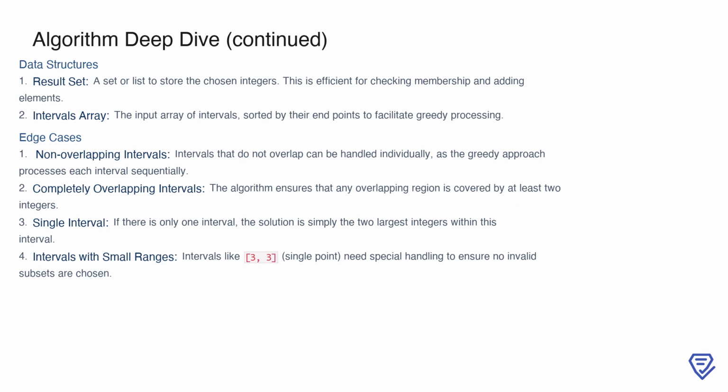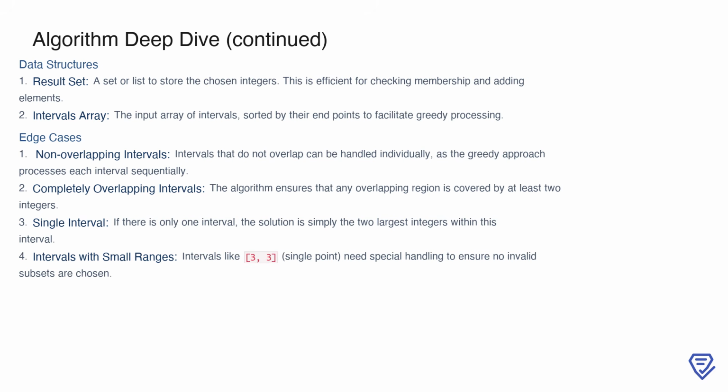To implement the greedy algorithm, we rely on a few key data structures. First, a result set or list is used to store the chosen integers. This data structure allows for efficient membership checks and additions. Second, the intervals array is sorted by endpoints to facilitate the greedy processing. This sorting step ensures that intervals are handled in the correct order, which is critical for the algorithm's correctness.